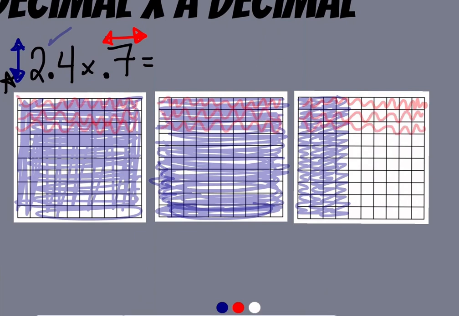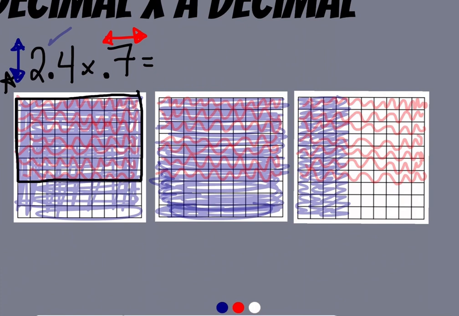So 1/10, 2/10, 3/10, 4/10, 5/10, 6/10, 7/10, and I figure out what boxes have both colors. So I'm kind of boxing it around. I have an array that is 10 by 7, so that's 70 hundredths. I have another array or a box that is a 10 by 7, so that is 70 hundredths again.